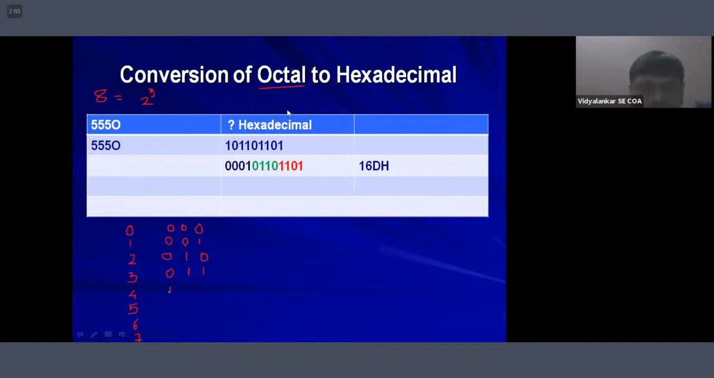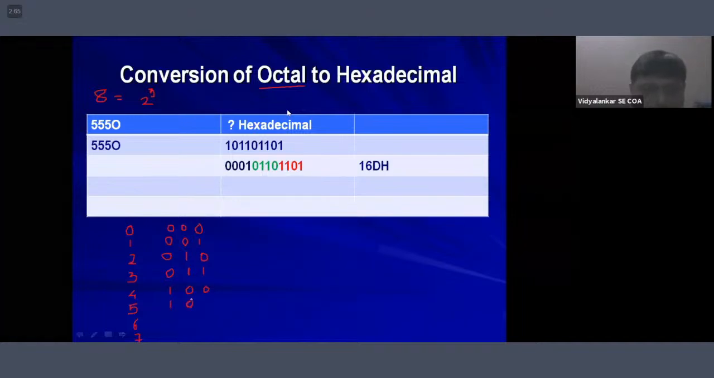4 is 1, 0, 0. 5 is 1, 0, 1. 6 is 1, 1, 0. 7 is 1, 1, 1. ये बहुत ही आसान है, because essentially what we are doing is converting each and every octal number into a binary number.